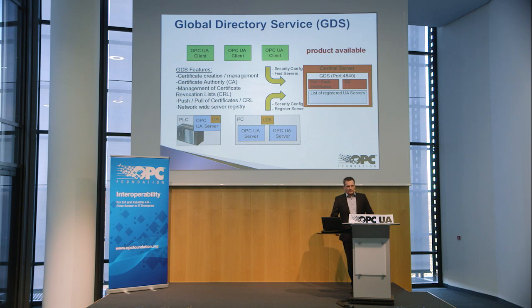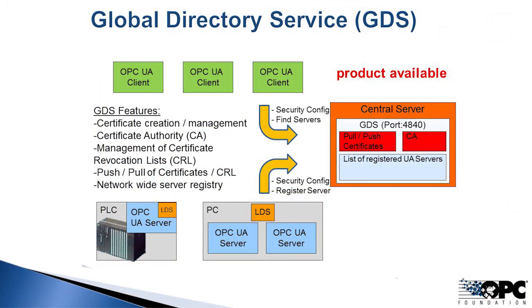In even larger systems, there's another concept that is called the global directory server. It's more like a domain controller. So in one network, you have one global directory server, and there all the OPC servers and all the clients can register. And so they announce themselves to that GDS. And so if you connect as a client to the GDS, you will get the full picture of every OPC component in that network.